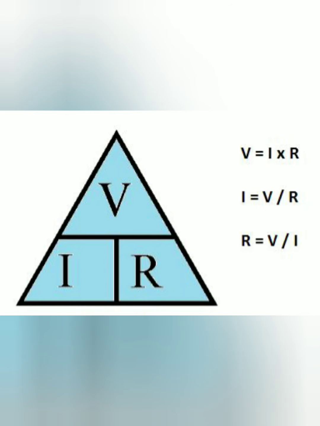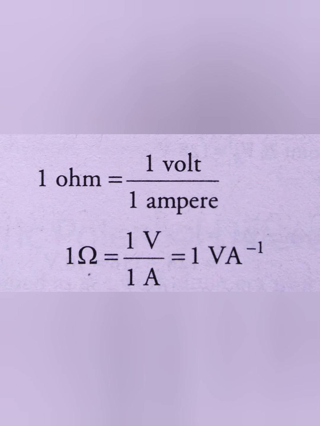Now let us try to define a resistance of 1 ohm. We have R is equal to V by I. Resistance is said to be 1 ohm if a potential difference of 1 volt across the ends of a conductor makes a current of 1 ampere flow in the conductor. That is, 1 ohm is equal to 1 volt by 1 ampere, or 1 ohm is equal to 1 volt per ampere.